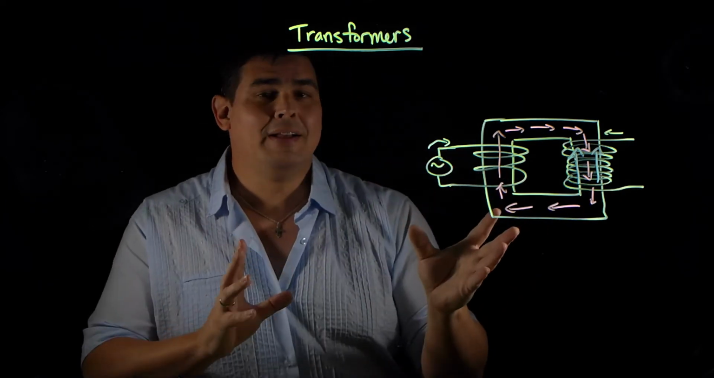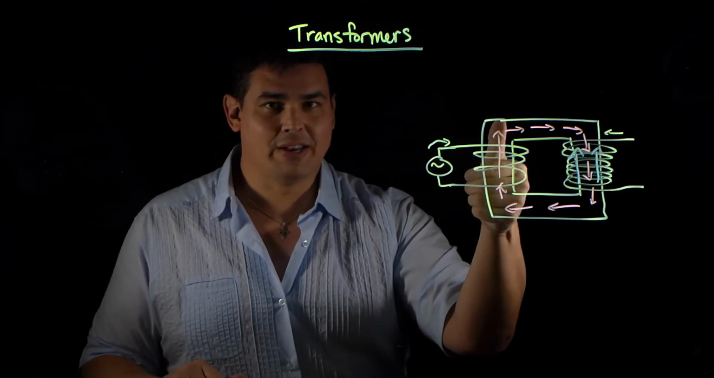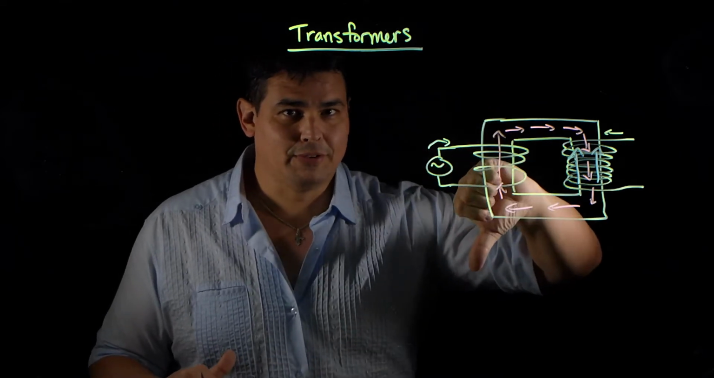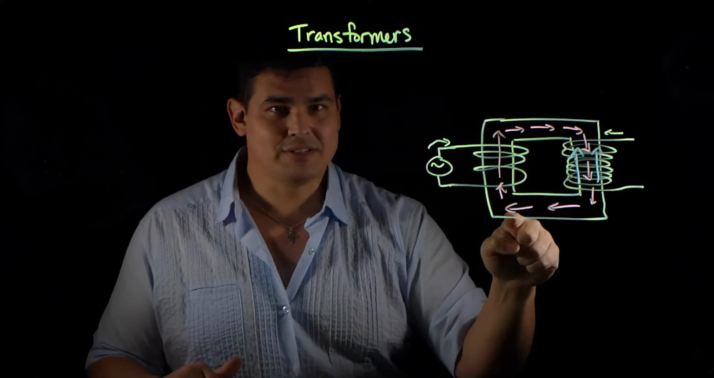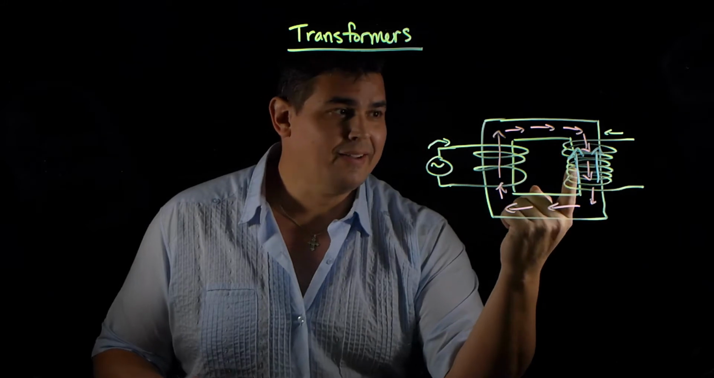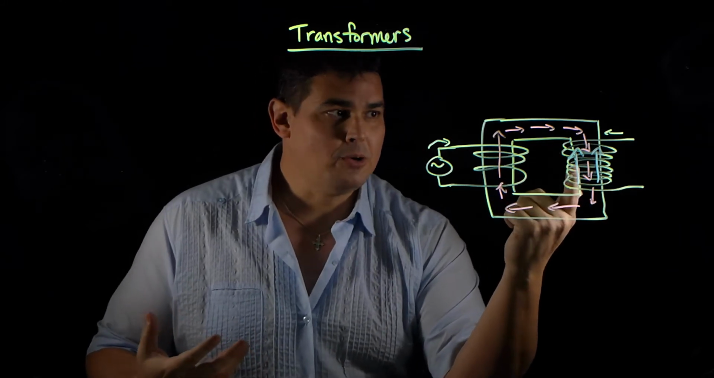But remember, this is AC, so it's going to flip. Before, the current was going this way, creating a field up. Now this current flips. Current flips, field flips, so now the field's pointing down. Now all these magnetic field lines are pointing the opposite way. That means over here, again, there's a change in flux, and a change in flux is going to induce an EMF that opposes that change.